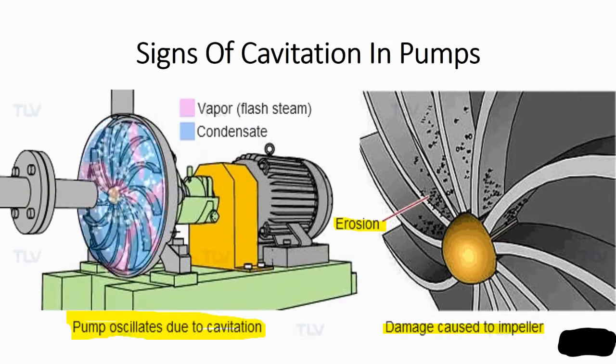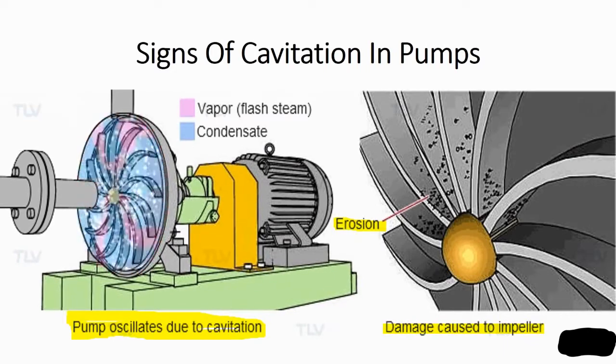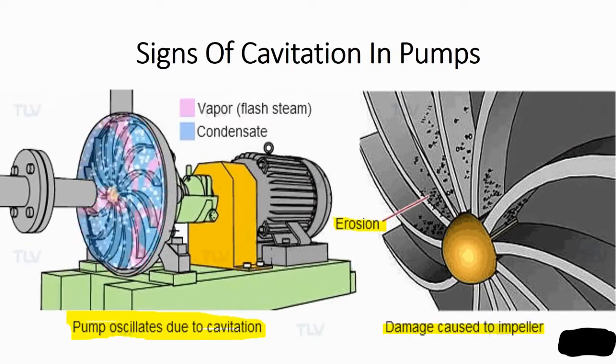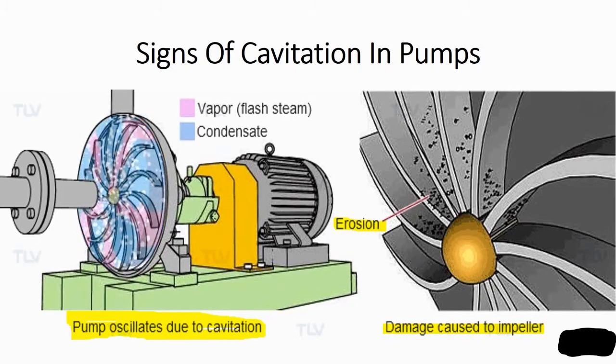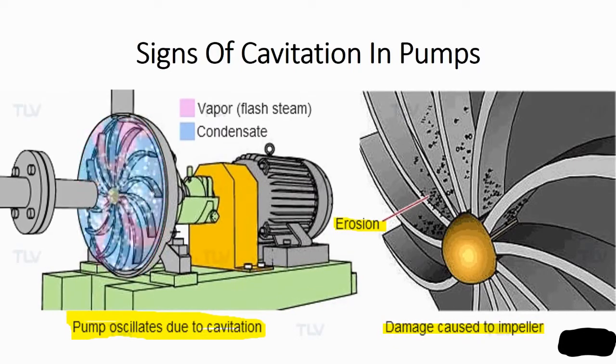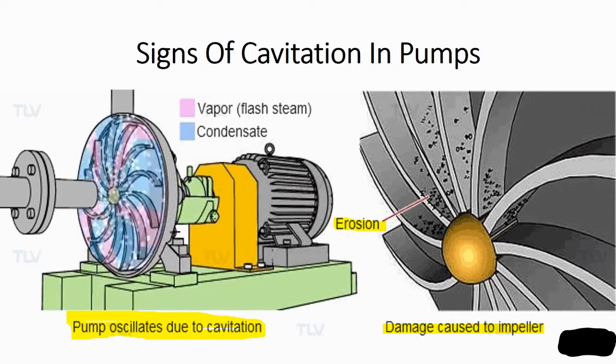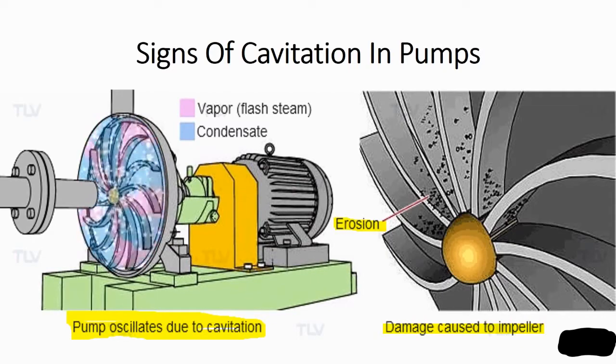Signs of cavitation in pumps. If the pump is cavitating, it will typically vibrate, deliver less flow, and make a noise that sounds like marbles going through the pump. The sound may start out at a low level and increase in intensity over time as material is chipped away and the surface of the parts becomes rougher.